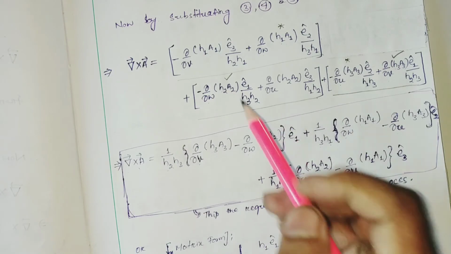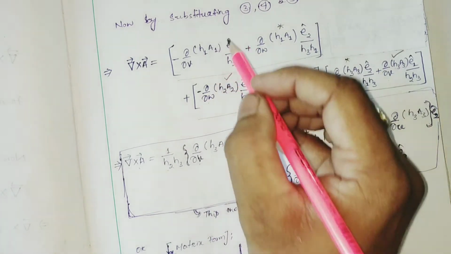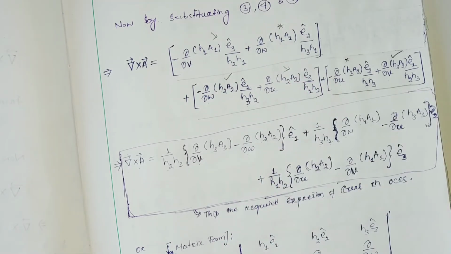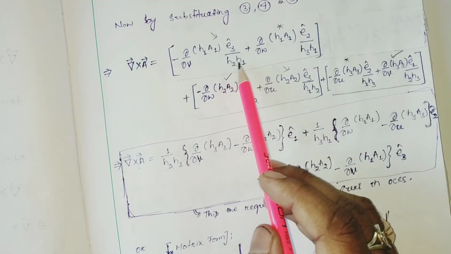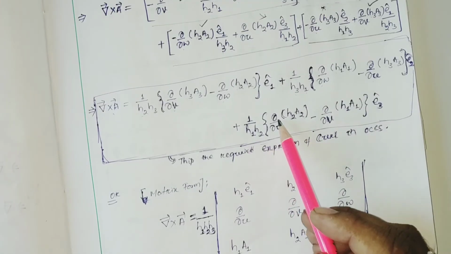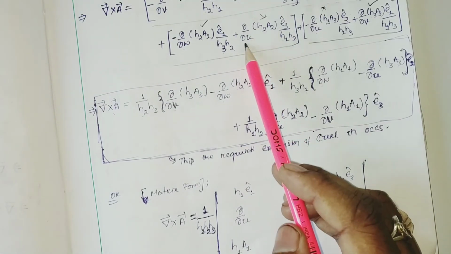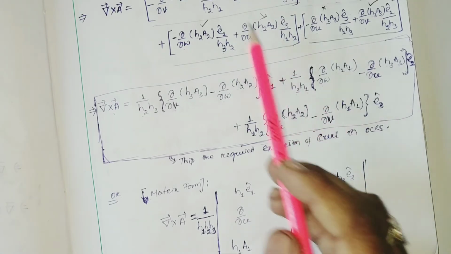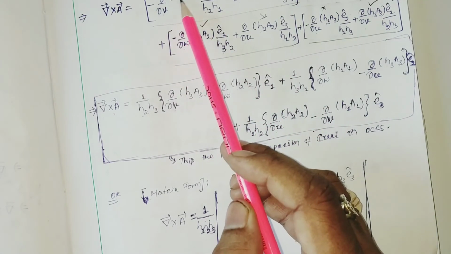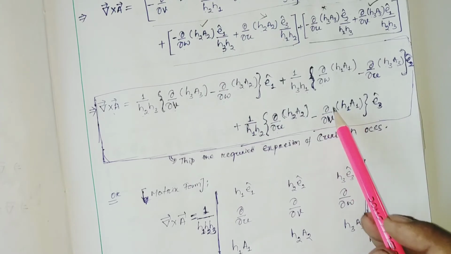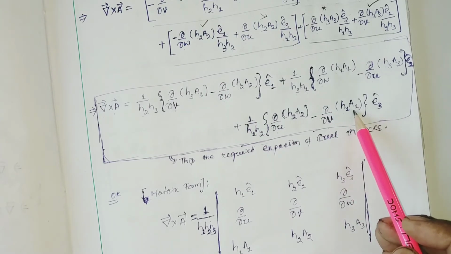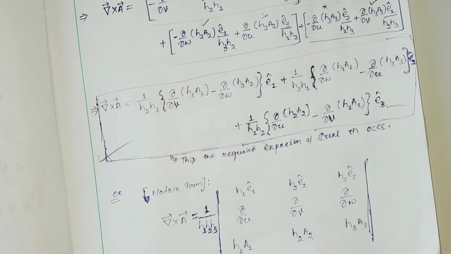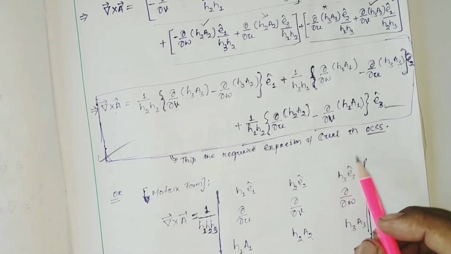Next, the third term belongs to this one, E3 cap. Right, H1 H2 taken outside. Del by del U, this is the positive, del by del U of H2 A2 minus del by del V of H1 A1, E3 cap. Okay, so this is the required expression for curl in orthogonal curvilinear coordinate system.